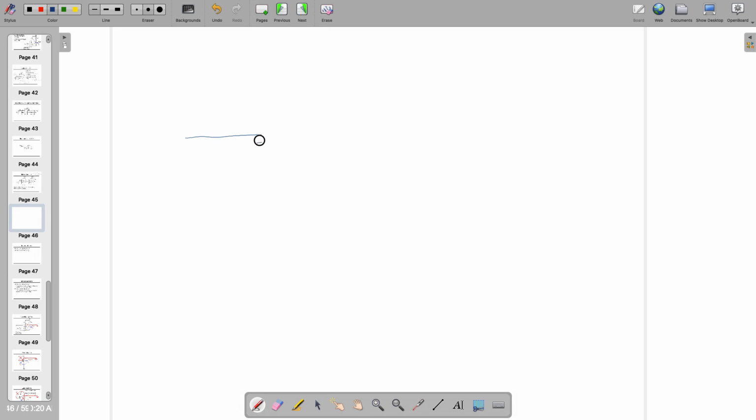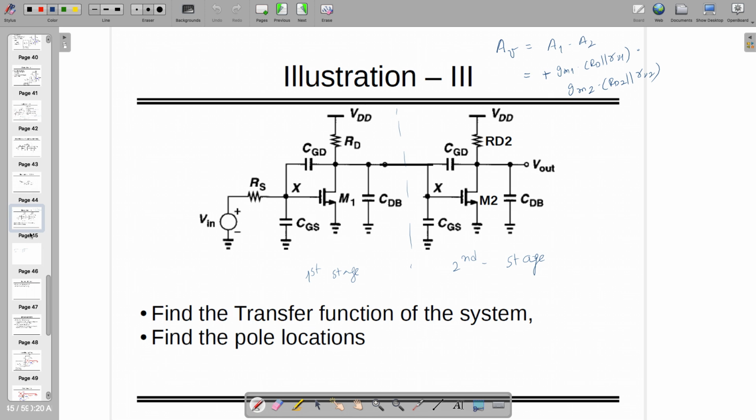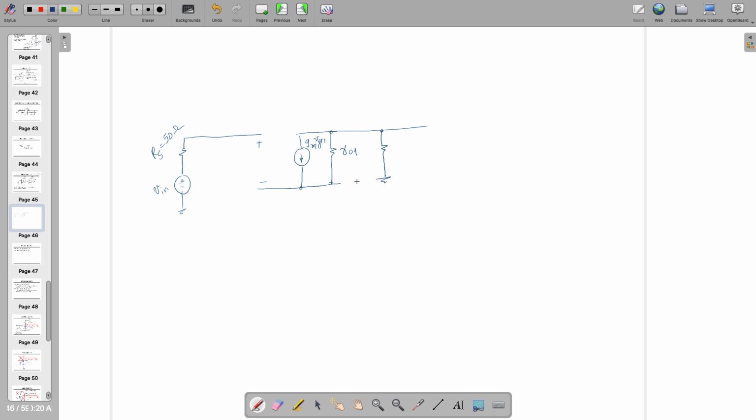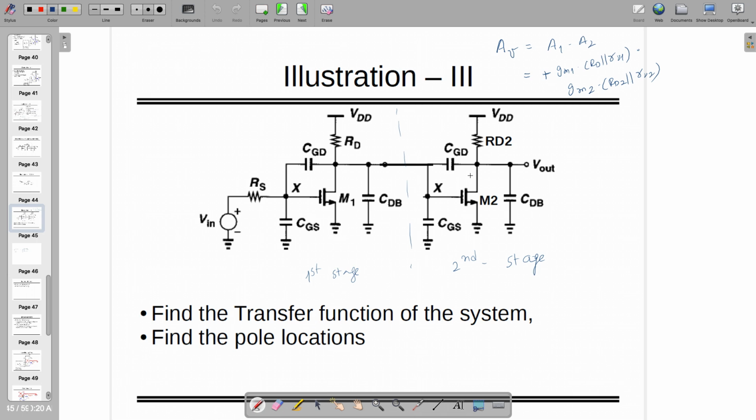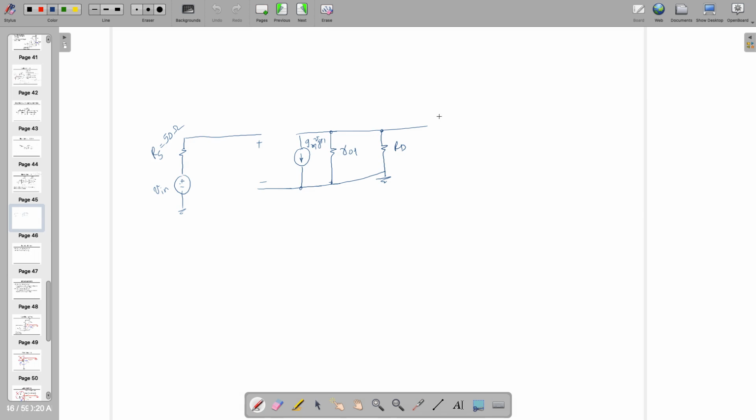In that case, for M1, this becomes GM1 VGS1. On this side, it's 50 ohm and the function generator. Other than that, this is RO1, and at the output of the first stage, RD is kept. So let's keep RD, and it's grounded. This is the first stage output. I'm not connecting any capacitors right now. Capacitors can be added at a later stage. And the second stage looks like this one.